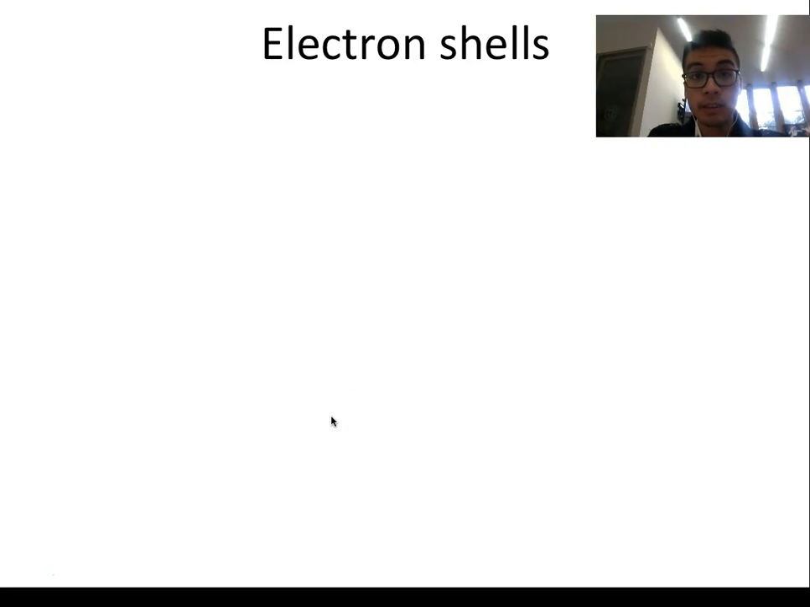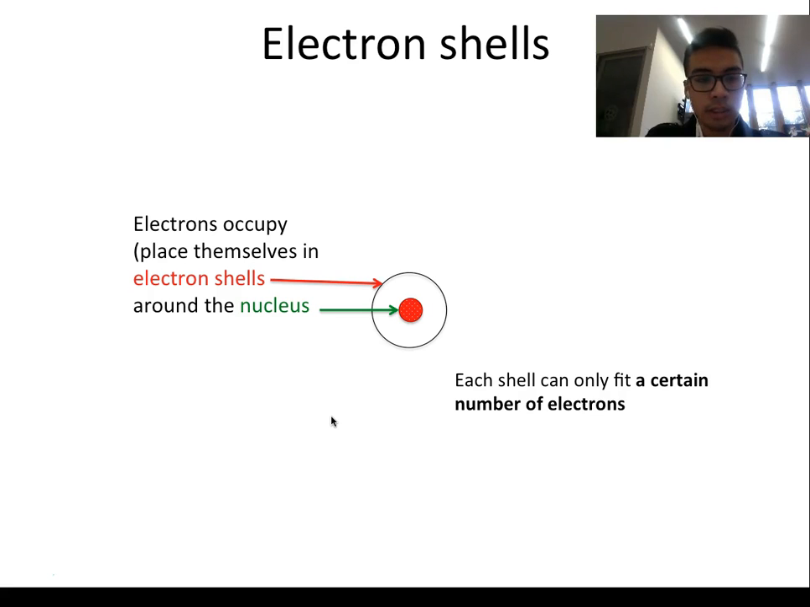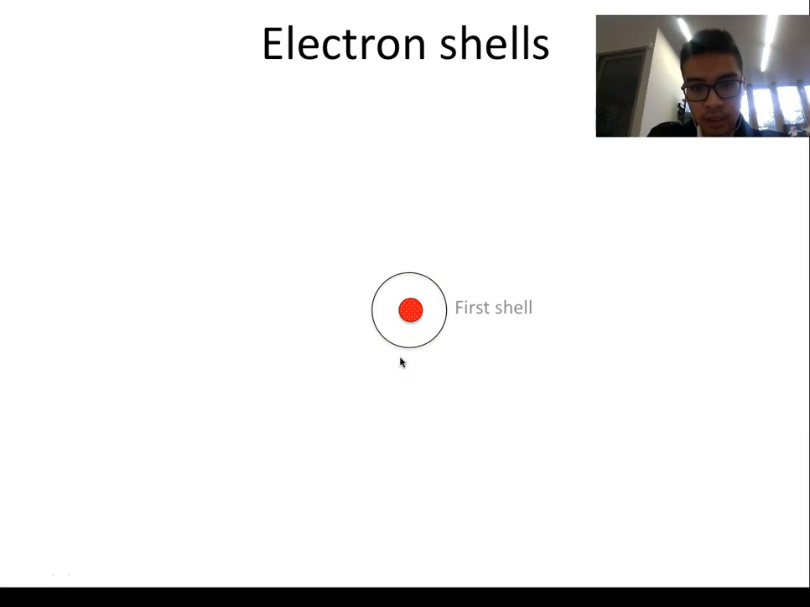Hey guys, so this video is going to cover the concepts of electron shells. Now electron shells are where we would find electrons. So electrons occupy or place themselves in electron shells around the nucleus, which I've drawn here in the middle in red. And each shell can fit only a certain number of electrons. And so we're going to have a look at the first shell, which can fit 2 electrons. And so here we've got electrons filling in the first shell, and our 2 electrons are now in.